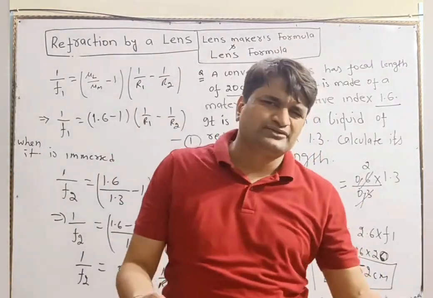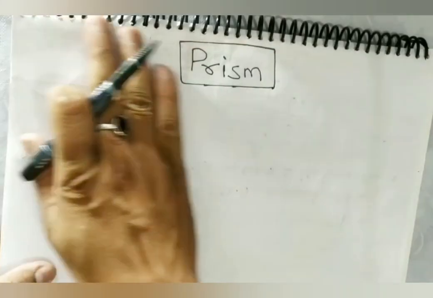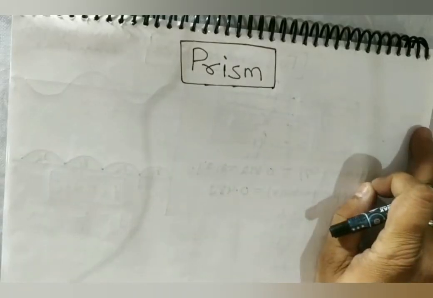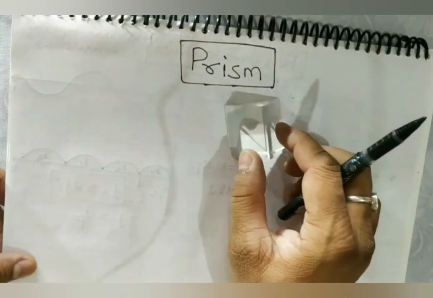Okay, that's a simple question. Hello guys, I am Ranjan Mishra, and today we are going to derive the minimum deviation produced by a prism. This is the prism, you can see.